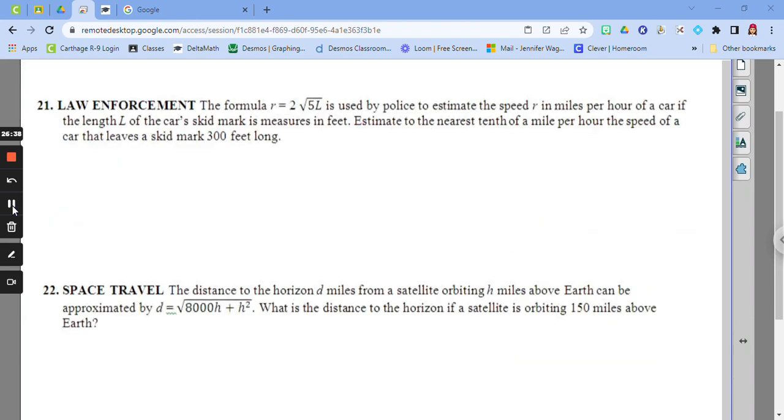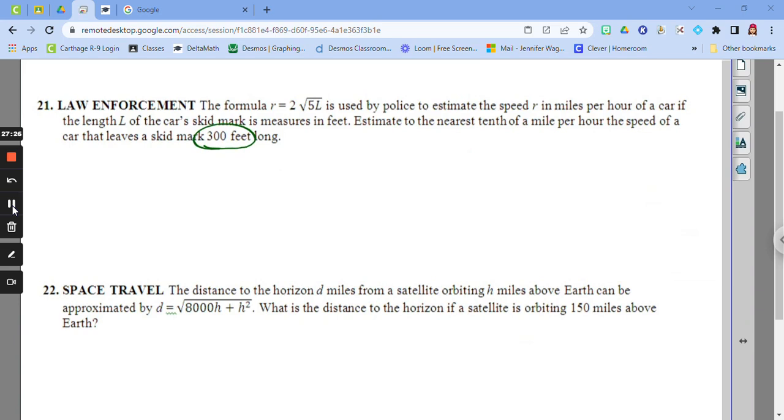All right, some word problems. Anytime you see a word problem, they're going to give you a formula or an equation to use, and you're going to put what they give you into the formula. So the formula used by police to estimate the speed someone was going by the length of the skid mark on the road. So slammed on the brakes, your tires are going to make a mark on the road from that. Estimate to the nearest tenth of a mile per hour the speed of a car if this is the length of the mark on the road.